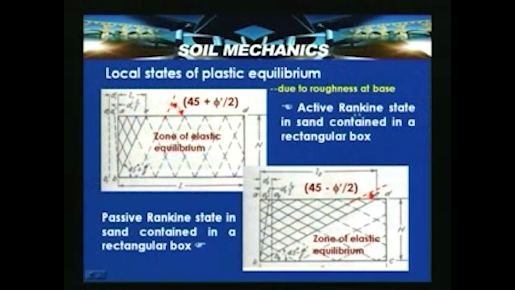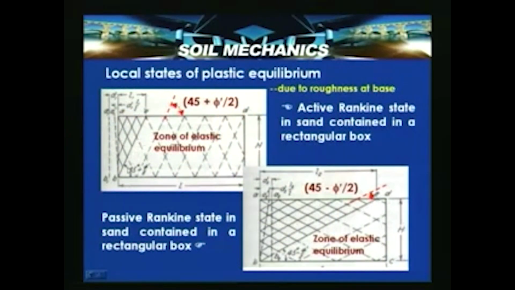Here the top diagram shows the active Rankine state in sand contained in a rectangular box. What you see here is the failure wedge, and these are the slip lines. Because the soil is homogeneous, we can have slip lines in both directions. You can see the slip line inclination indicated by 45 plus phi dash by 2.